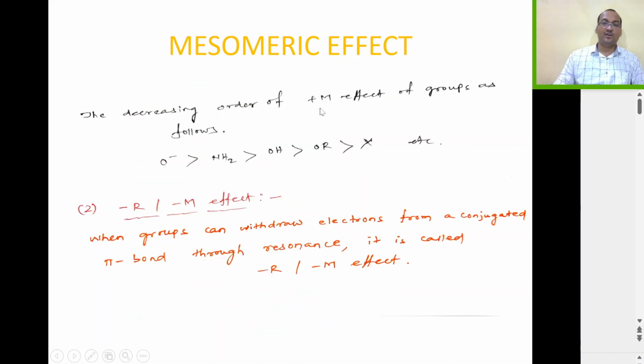The decreasing order for plus M effect of the groups is as follows: O minus greater than NH2 greater than OH greater than OR greater than X, etc.